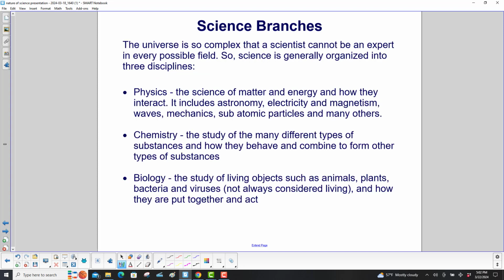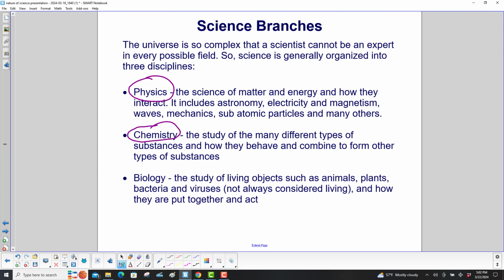The universe is so complex that a scientist cannot be an expert in every possible field. So science is generally organized into three disciplines. 1. Physics, which is the science of matter and energy and how they interact. It includes astronomy, electricity and magnetism, waves, mechanics, subatomic particles, and many others.